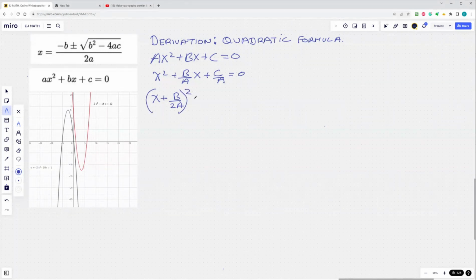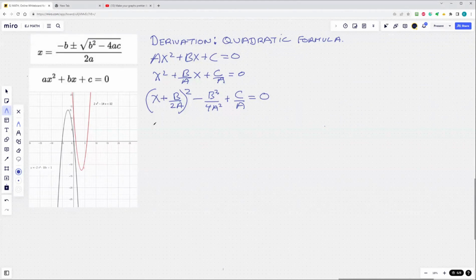Okay, when we square this, we're going to get x squared. When we multiply this out, we're going to get x squared plus b squared over 4a squared plus b over a x, because a half plus a half is going to equal b over a. So now we need to subtract out b squared over 4a squared because that was never part of the original equation. And then we have plus c over a, and this is equal to 0.